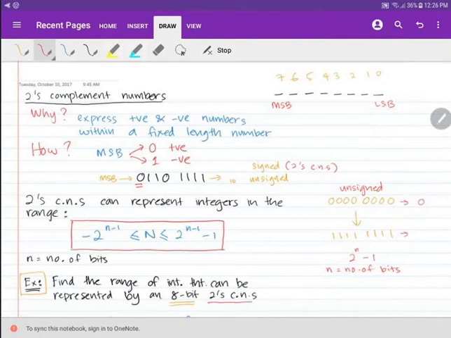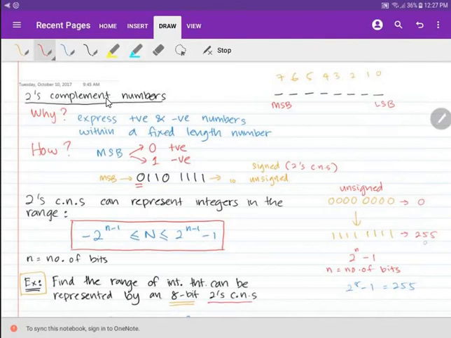So the answer is 2 to the power of 8 minus 1. What is 2 to the power of 8? 256 minus 1? 255. So the maximum range is 255. Why do we minus 1? Yes, because we're starting from 0, so you need to minus 1. So the range of an unsigned 8-bit number is from 0 to 255. This is unsigned.